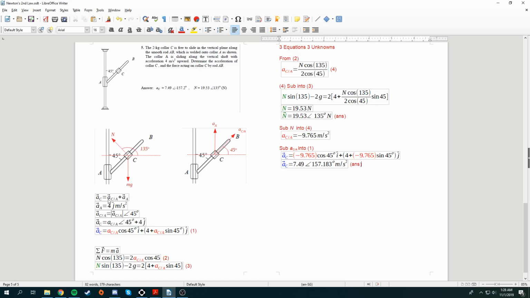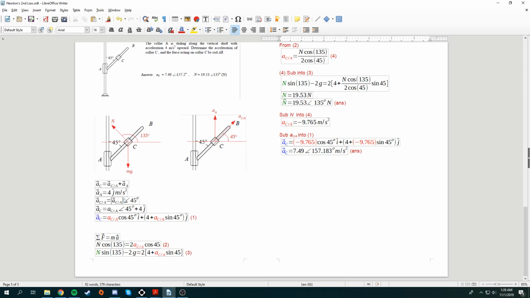So acceleration of C is acceleration of C from A plus acceleration of A, and we know that acceleration of A is 4 meters per second square in the positive j direction, and we know that acceleration of C from A is constrained within 45 degree. Alright, so we will combine whatever we have. So acceleration of C is acceleration of C from A plus acceleration of A, and we'll have the first equation, and we have two unknowns, and we are unable to solve these two unknowns, and hence we must find more equations to put in.